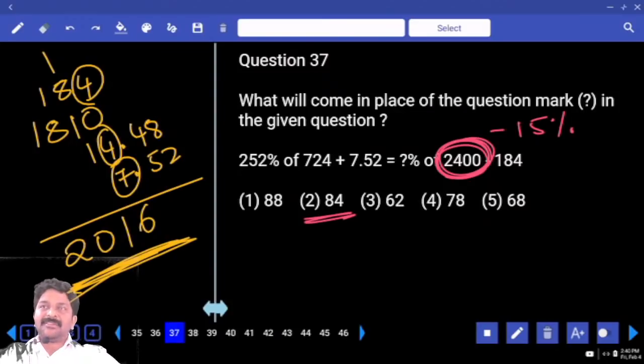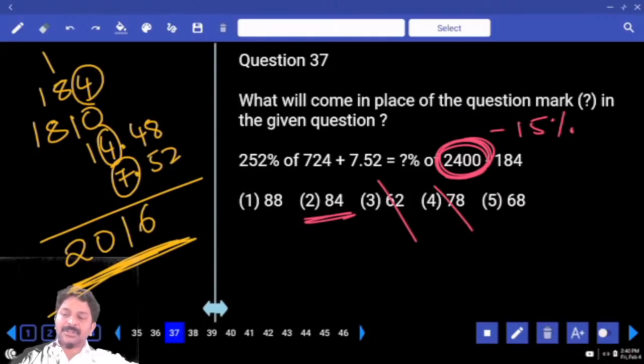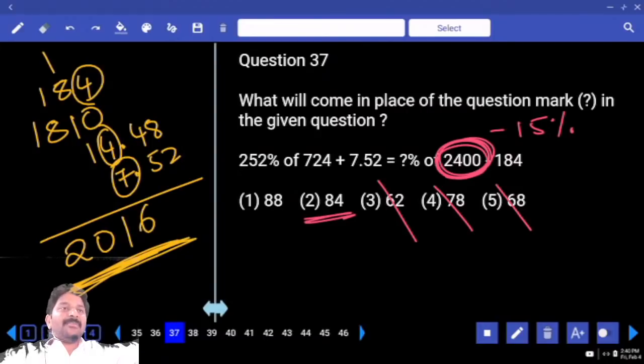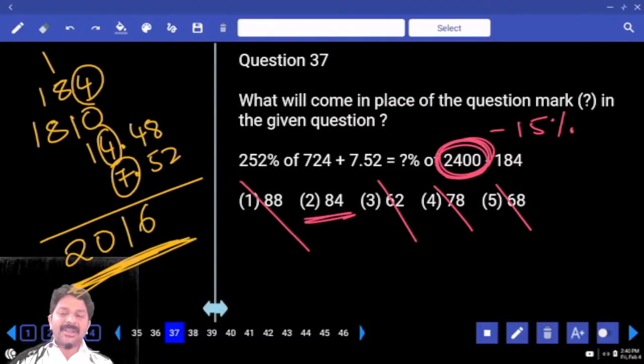This way you can do, otherwise the answer must be approximately 80. 2016 with respect to 2400 will be approximately 80 only. Second, fourth, fifth cannot be your answer for sure. First option is a multiple of 11. Is your number a multiple of 11? This cannot be your answer, final answer. Got it? Next.